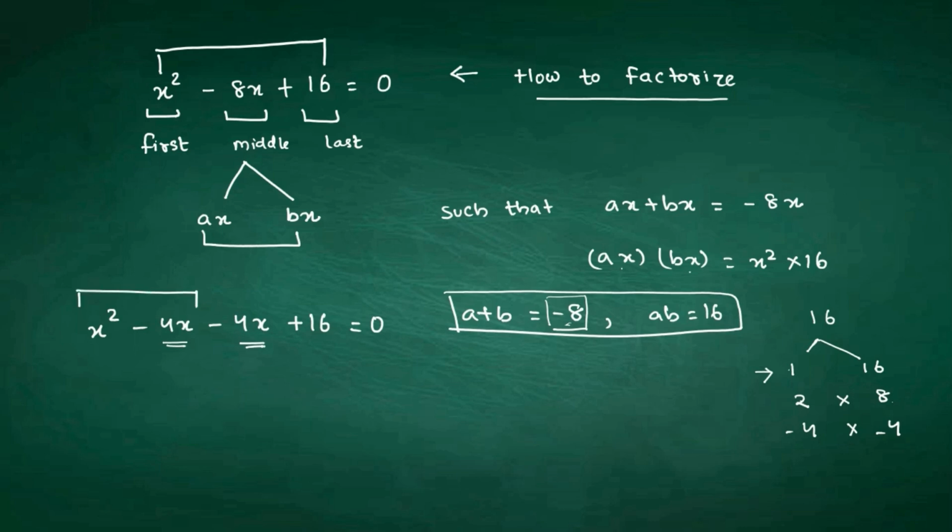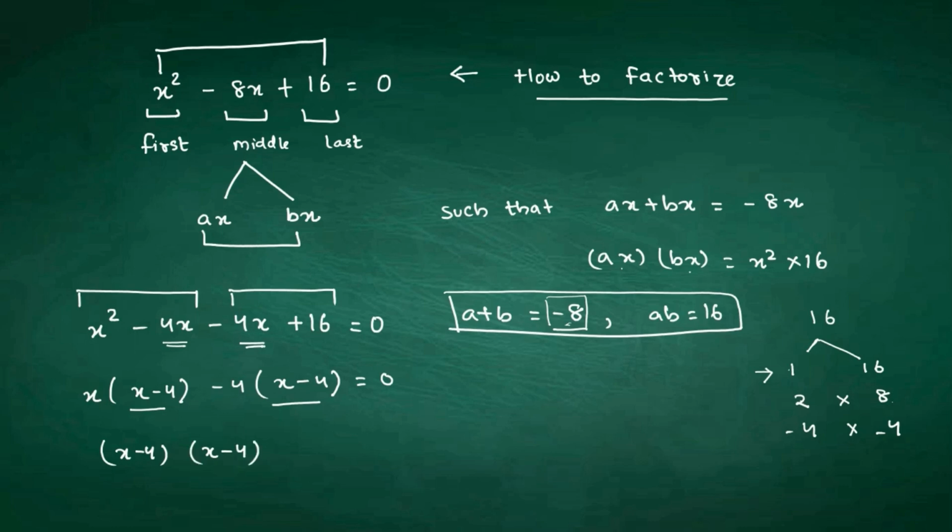Now you will take common the term from the first two as well as take whatever is common from the next two. So you can see the first two terms, you can take x common and you will be left with x minus 4. Whereas from the next two terms, you will take minus 4 common and you will be left with x minus 4. This will be equal to 0. Now you can see x minus 4 and x minus 4 is there in these two terms now. I can take x minus 4 common and write it as x minus 4 times x minus 4. So this is equal to 0.